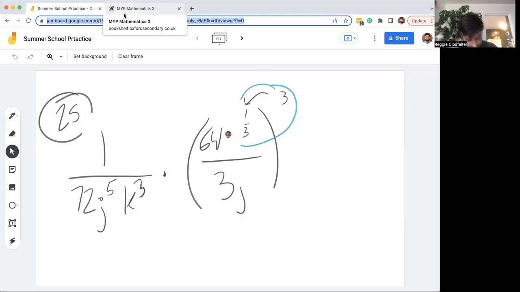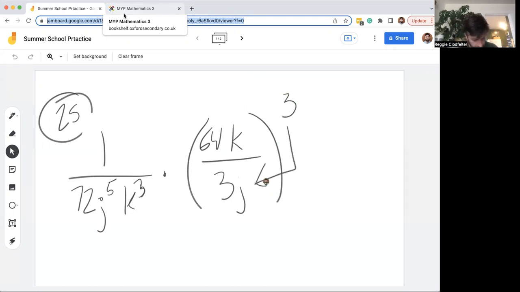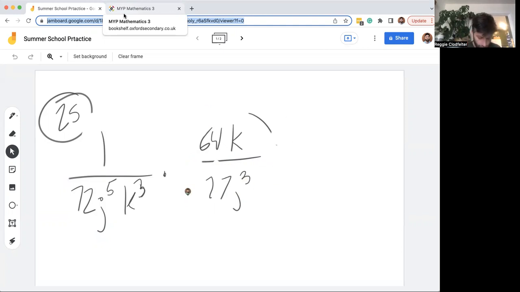And if you think about it, it makes sense. If I take something and I cube it, and then I cube root it, I'm just back where I started. But I still need to apply the 3 as an exponent to my denominator. So 3 cubed is 27, and j to the third is just j to the third. Now I've simplified both halves of this problem. I've got 1 over 72j to the fifth k to the third times 64k over 27j to the third.